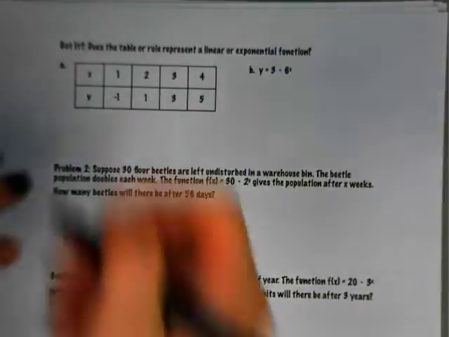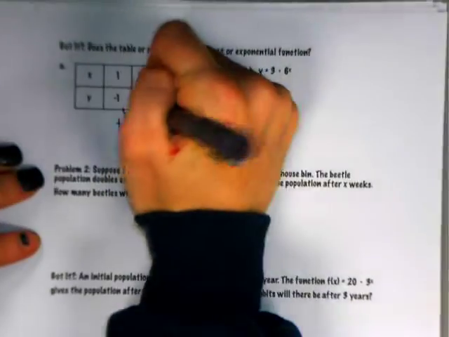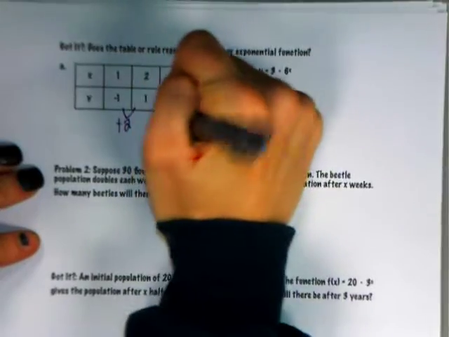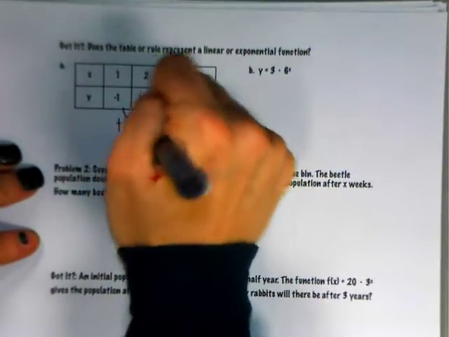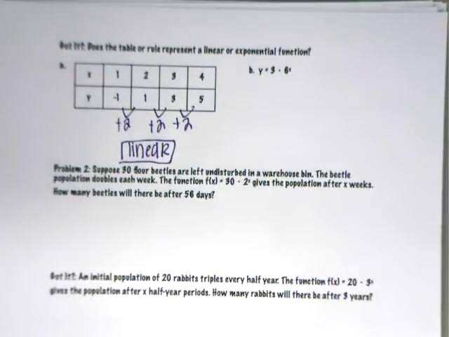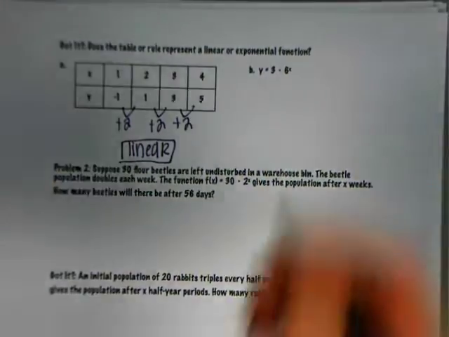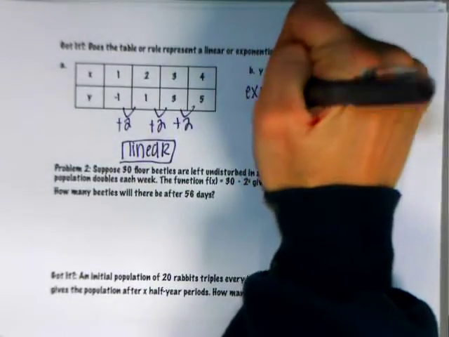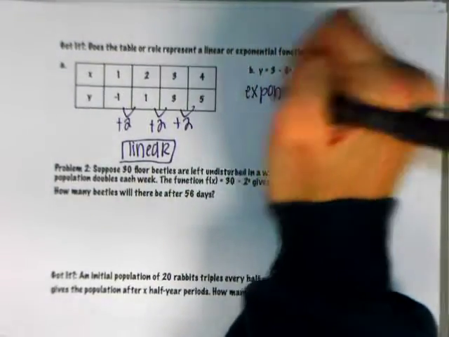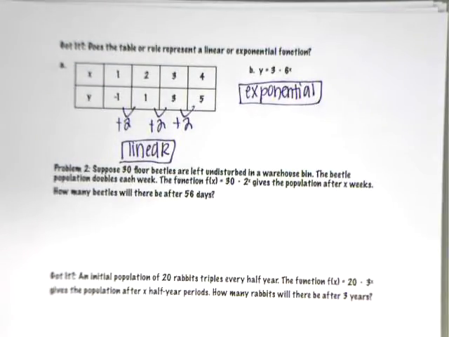Okay. For this one, what's the pattern in the y's? Yep, +2. So what's this one going to be? Linear, yep. All right, and then for B, what's that going to be? Exponential, yep, because the x is an exponent. All right, good there? Okay.